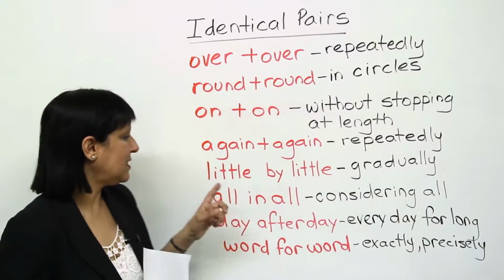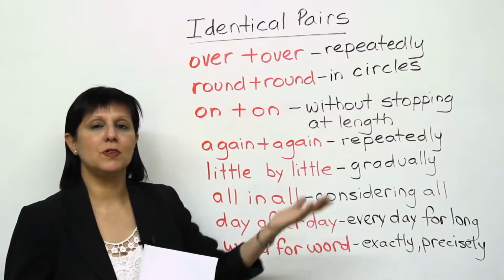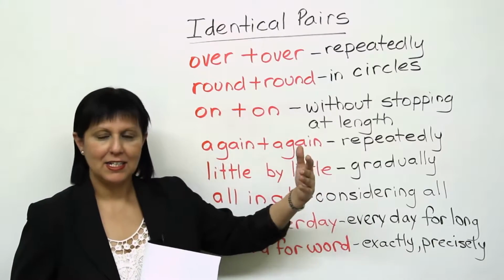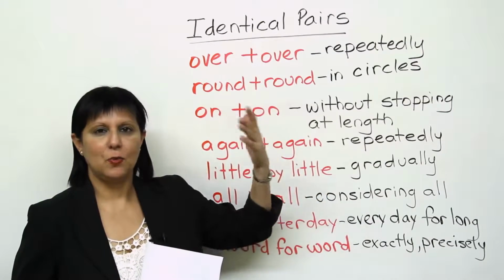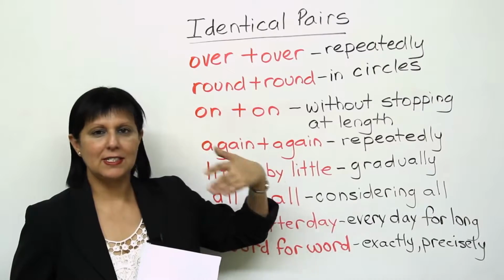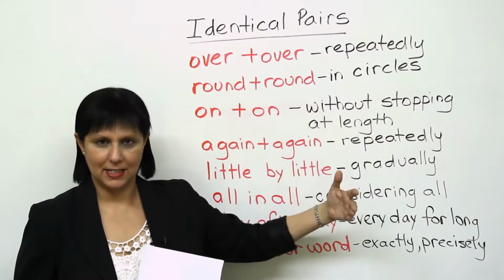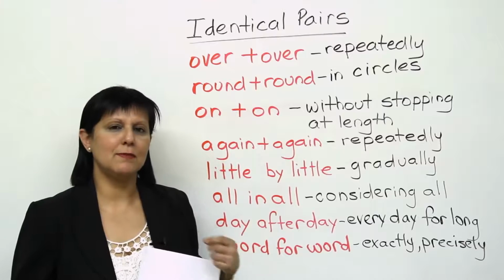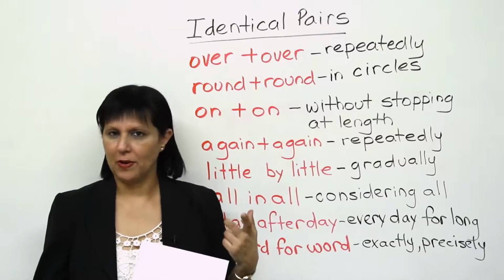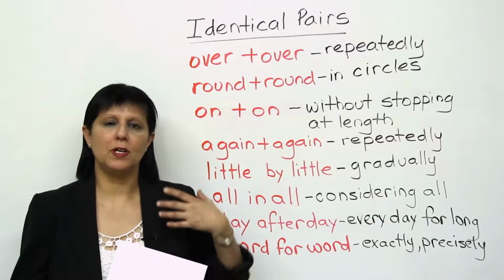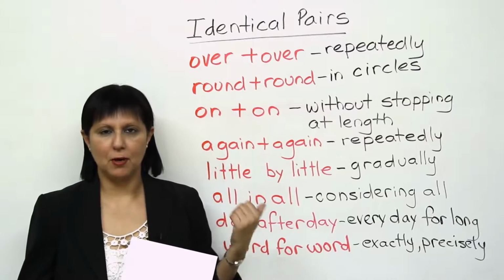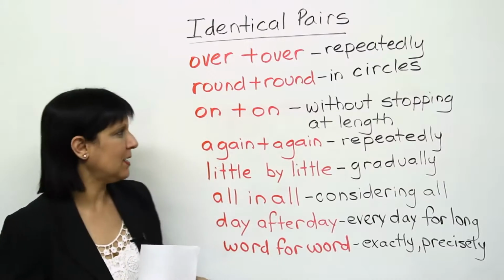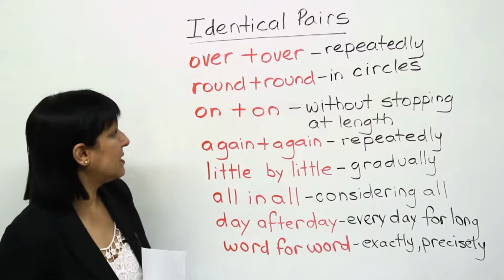But when we say, I had to explain it to him again and again, it means that we had to do it several times, repeatedly. And you say that sometimes when you're a little bit annoyed or when you want to show a little bit more emotion about what you're expressing. Okay? Let's look at some of the other ones.